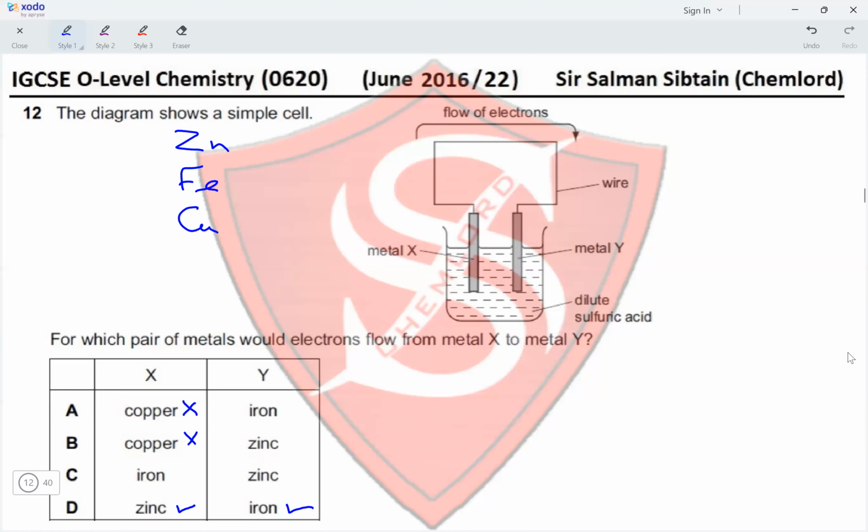So options C and B get eliminated. And iron will get oxidized compared to copper. So in option C, iron is oxidized in comparison to zinc. So that makes this option incorrect as well, making option D the correct option for this question.